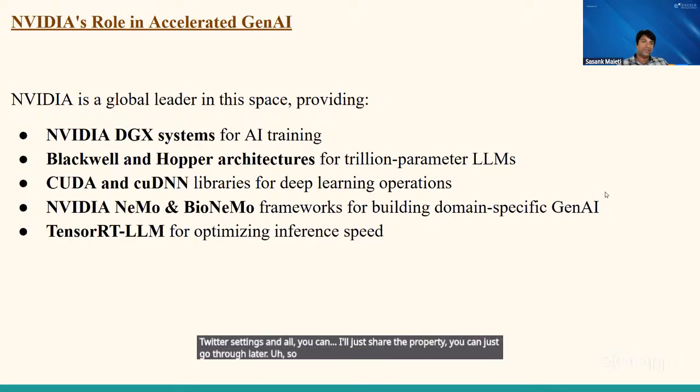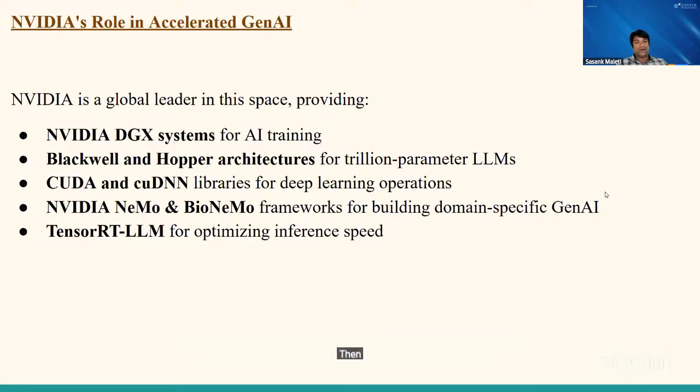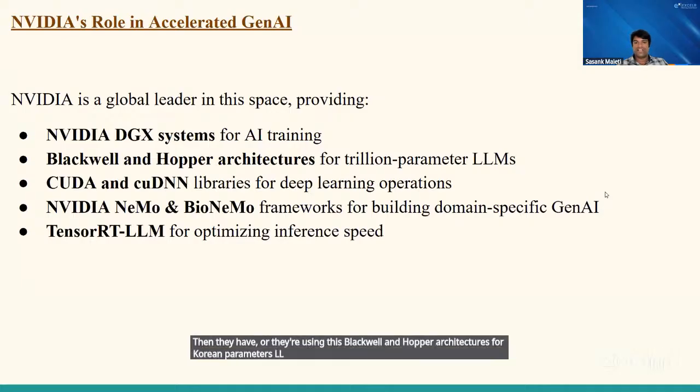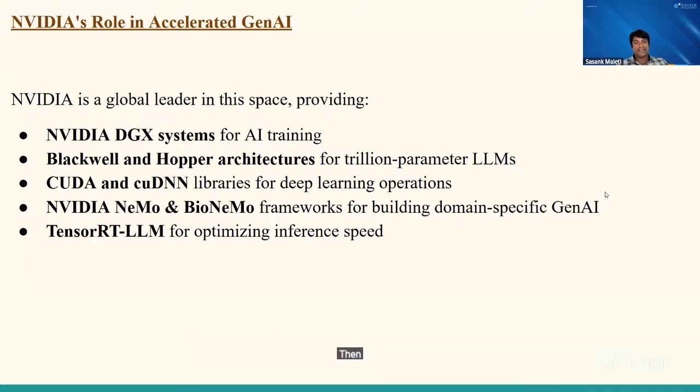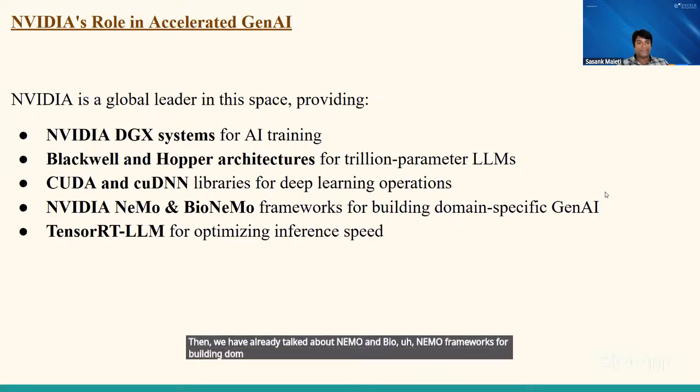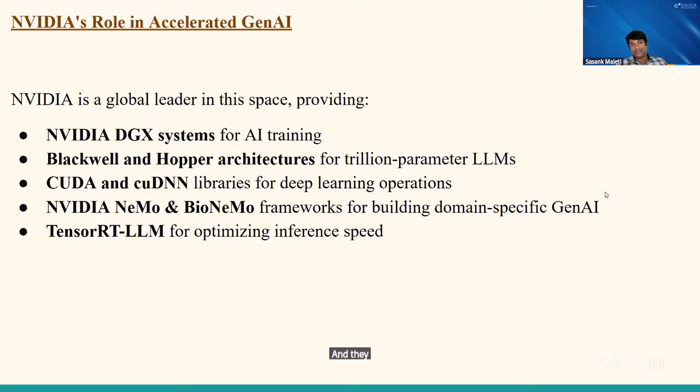So the role of Nvidia inside accelerated Gen AI or accelerated computing is basically using Nvidia's DGX, which is for AI training. Then they are using the Blackwell and Hopper architectures for trillion-parameter LLMs, which are large language models. Then they use the CUDA and cuDNN libraries for deep learning operations. Then we have already talked about NeMo and NeMo frameworks for building domain-specific Gen AI, and they use the tensor and ray tracing cores for LLM models for optimizing inference speed.